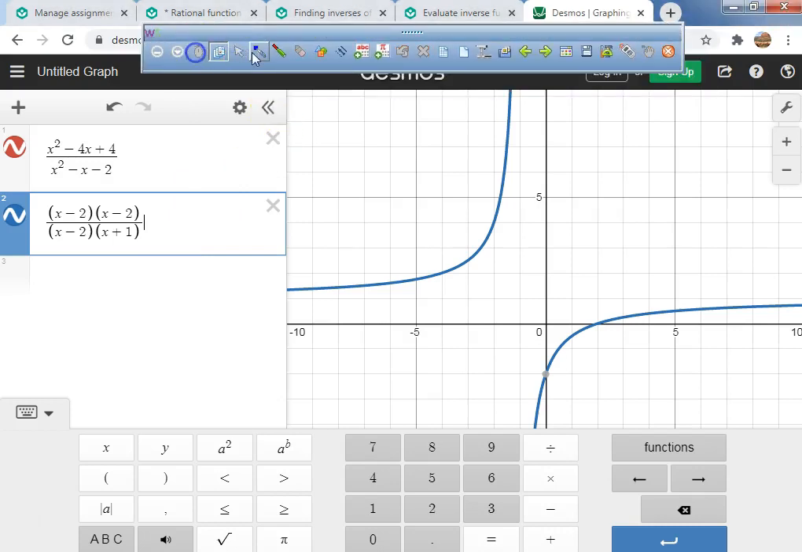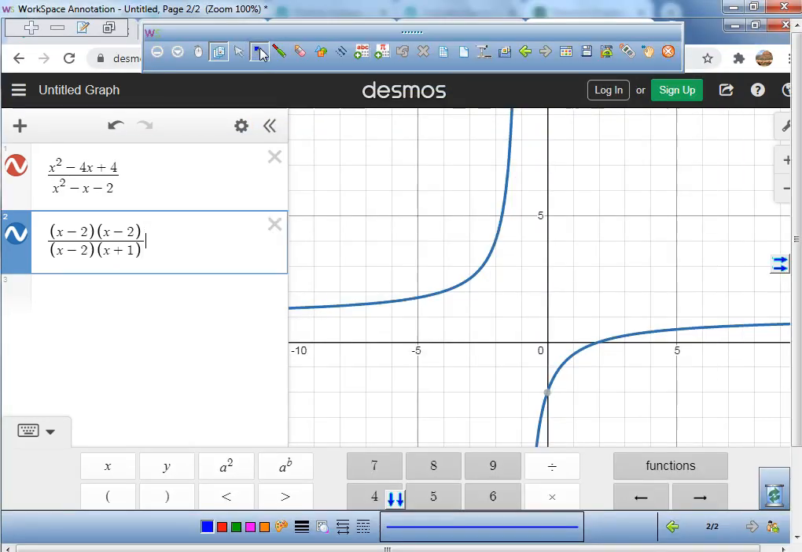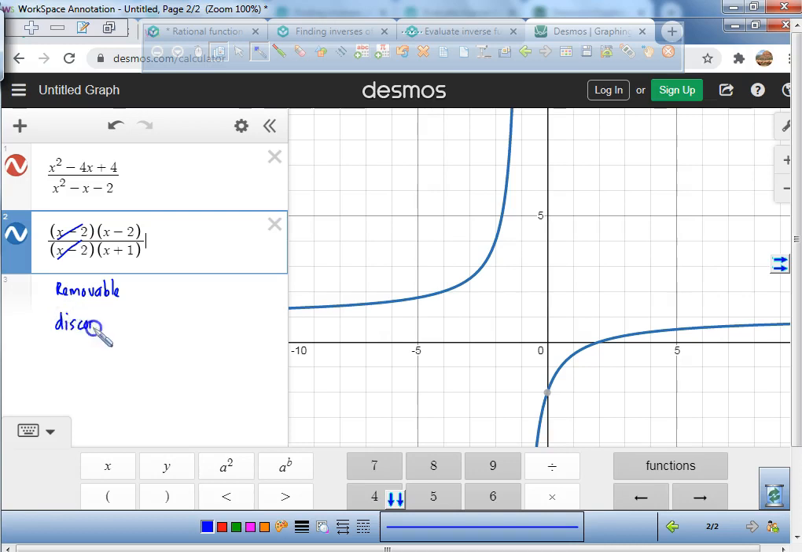I want you to see something that actually happens. In this graph, this binomial cancels out this binomial, and when that happens, we remove it. They call that a removable discontinuity, and it's at x equals 2. If you're wondering why I said x equals 2, it's because if you plug in a 2, 2 minus 2 is 0. So we have a removable discontinuity at x equals 2.